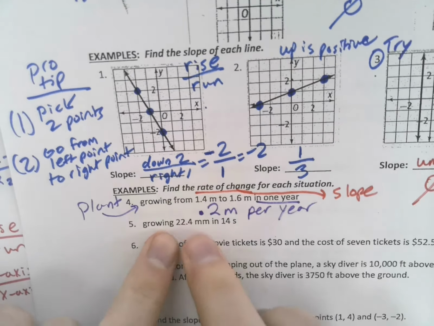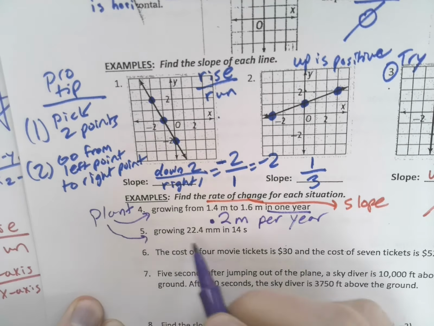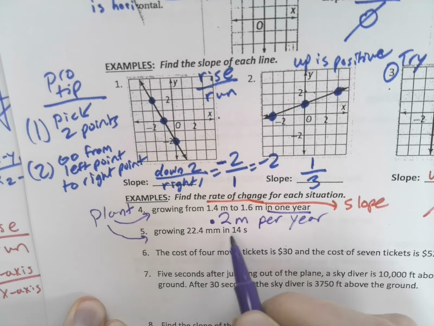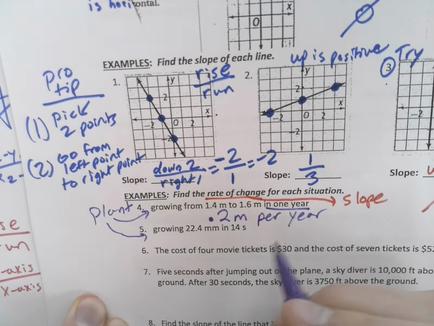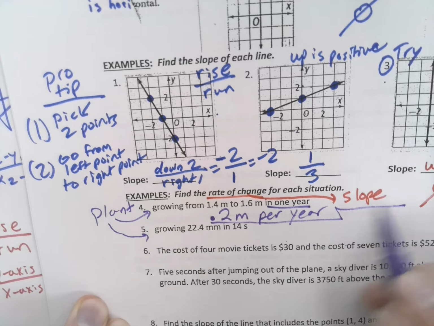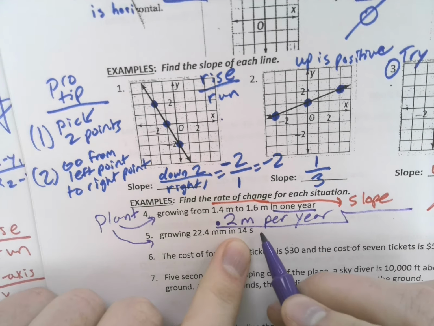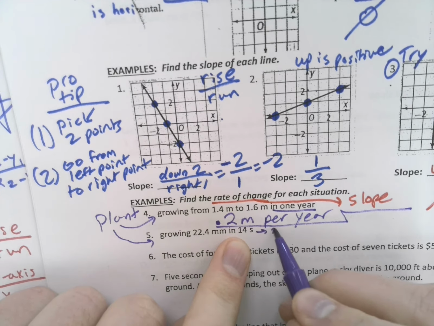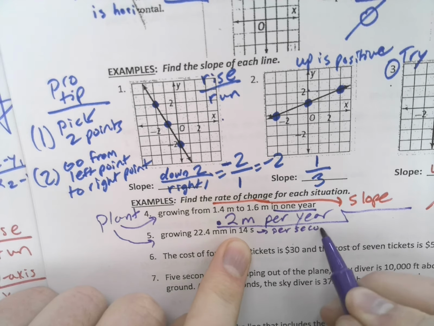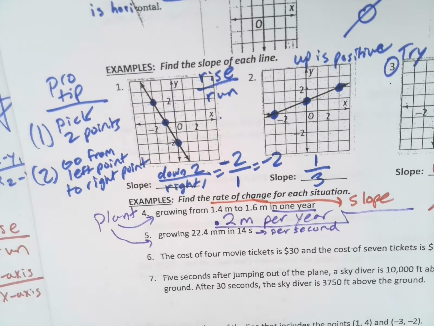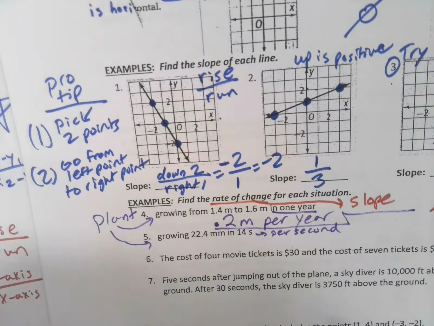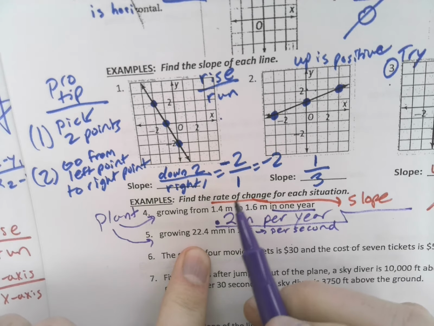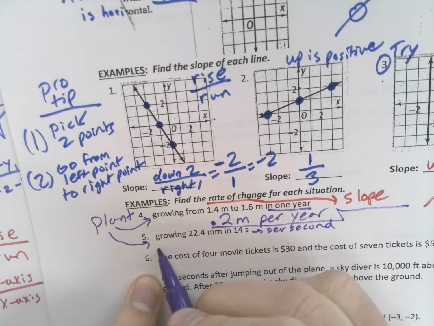How about number 5? We got a plant that is growing 22.4 millimeters in 14 seconds. That's kind of vague, right? I can't get a good measure of how fast that actually is. Why don't we find out per second? Well, how would we find that out? To find the rate of change, oftentimes that involves dividing.